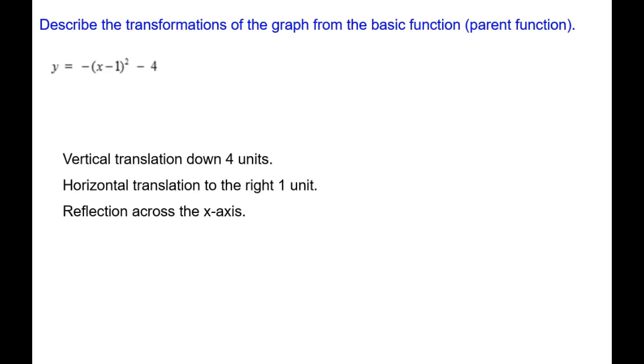So again, making sure to specifically describe these transformations. There's a vertical translation down 4 units, a horizontal translation to the right 1 unit, and then there is a reflection across the x-axis.